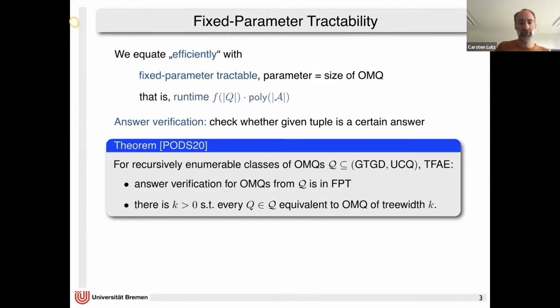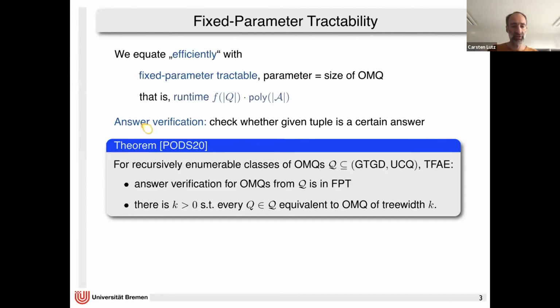Okay, as a starting point, let me tell you what is known about answer verification. So not counting, but verification. What do I mean by that? I mean the problems that we usually study for ontology-mediated queries. Given an answer candidate, please decide whether this really is a certain answer or not. In a PODS paper this year, that we have published together with Pablo Barcelo and Victor Dalmau and Andreas Pieris, we have clarified the frontier of FPT for answer verification.